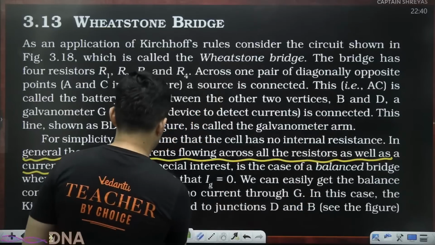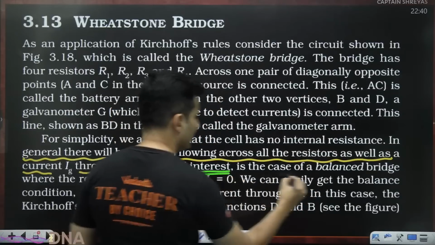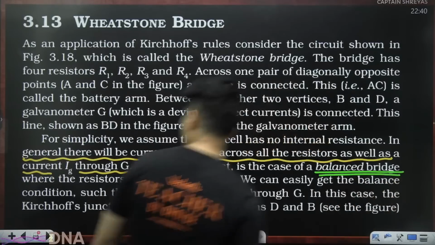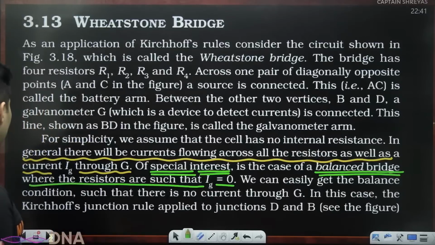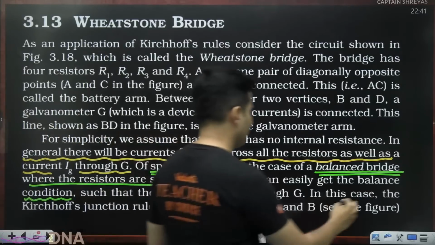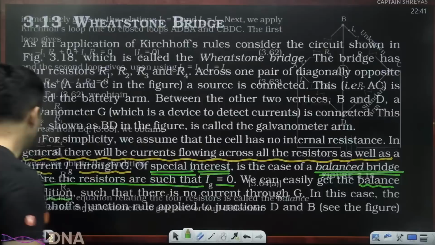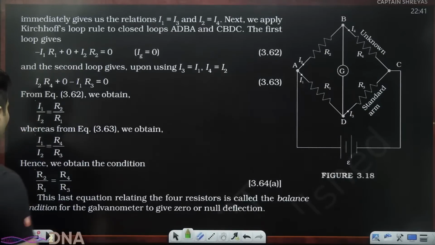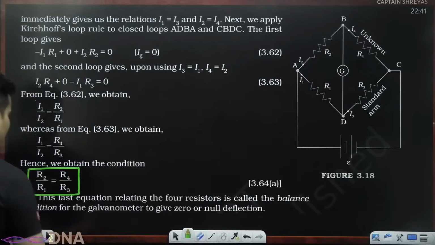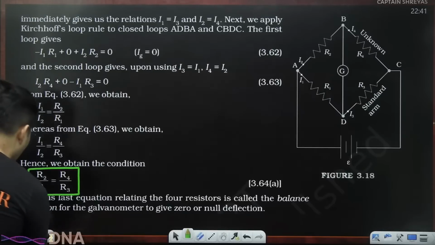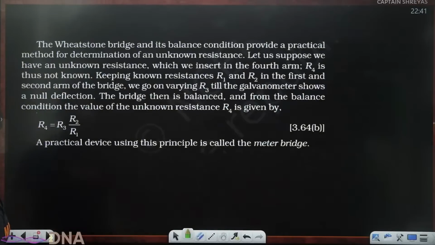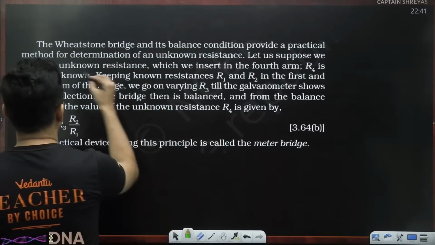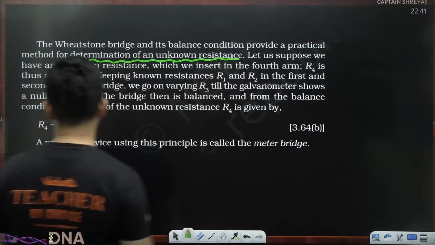The special case, this is very important, special interest is the case of a balanced bridge. When the resistors are such that the current through the galvanometer is 0, such is called the balanced condition. And we obtain the balance condition, where the galvanometer will give 0 or null deflection in the circuit. Wheatstone's bridge will provide a practical method to determine unknown resistance.